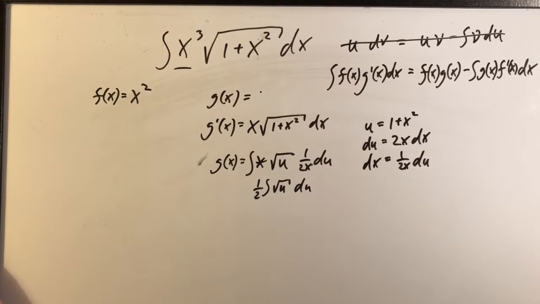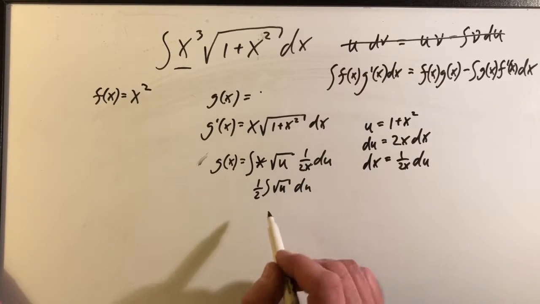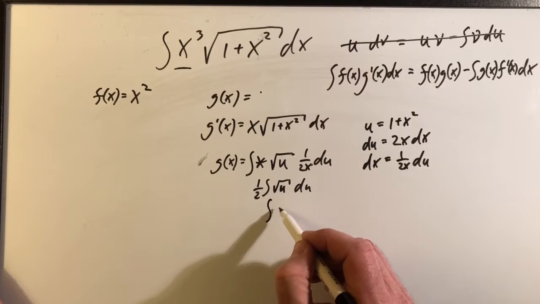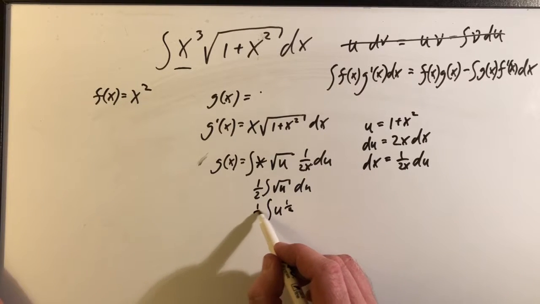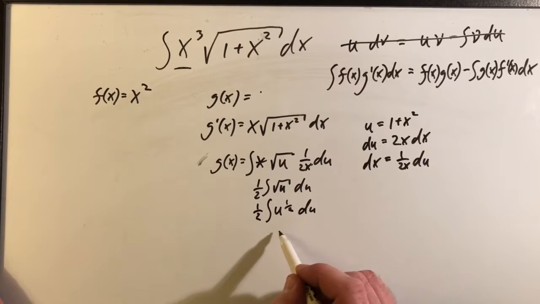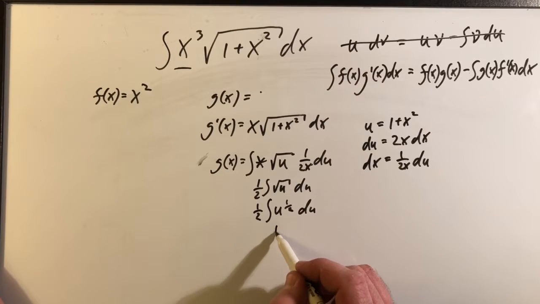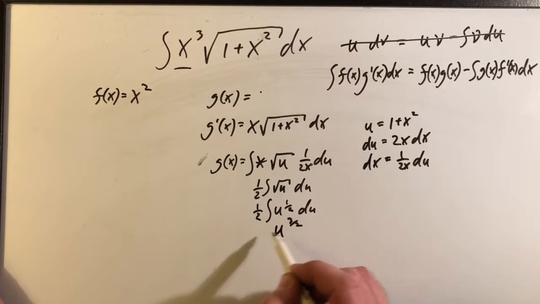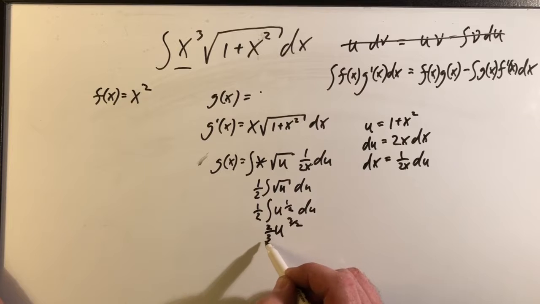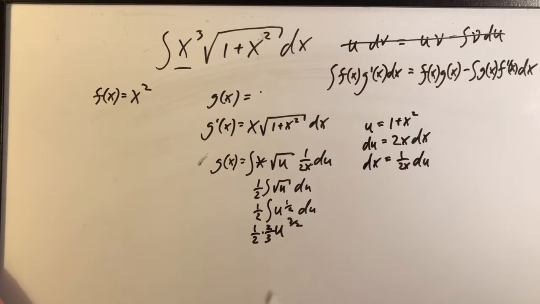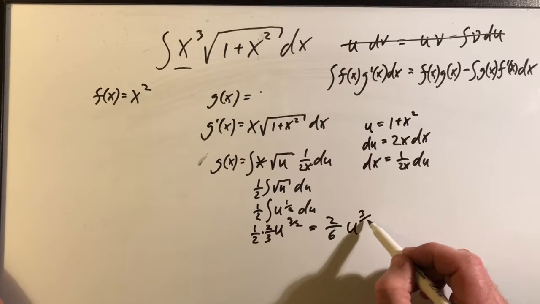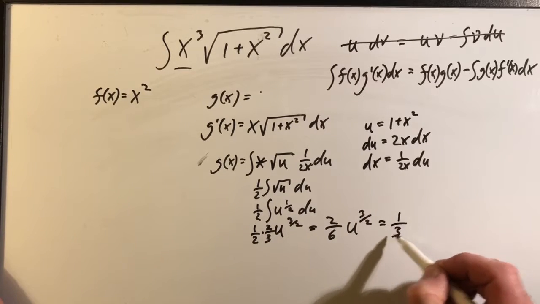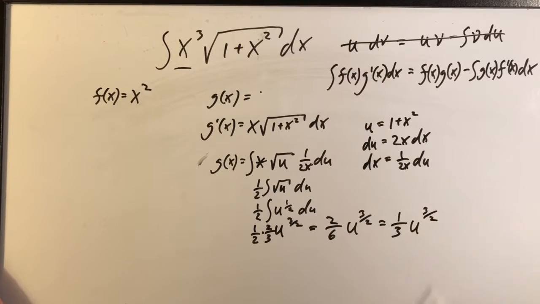Okay? So at that point, life becomes a bit easier, because then I can just say that is just u to the 1/2, and that's a 1/2 out here, du, and that becomes u to the 3/2, 2 over 3 times 1/2. Okay, which equals 2 over 6 u to the 3/2, which equals 1 over 3 u to the 3/2.